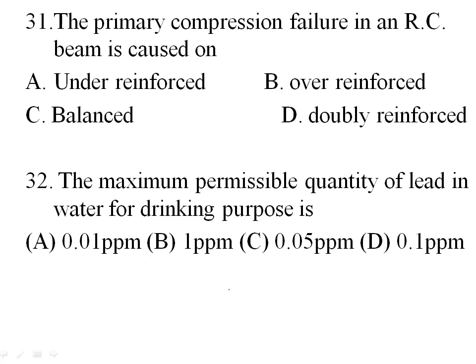31st question. The primary compression failure in an RC beam is caused in over-reinforced sections. What is meant by over-reinforced? Here, consider a beam, and it is a balanced section. When the load is applied on the beam, the primary compression failure will occur in the over-reinforced section, and the secondary compression failure will occur in under-reinforced.